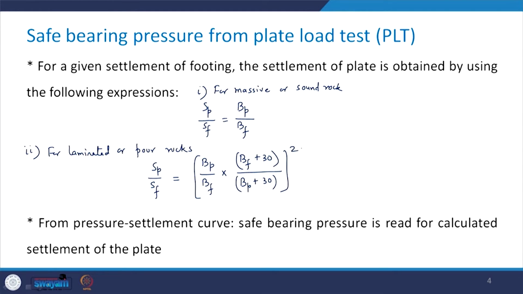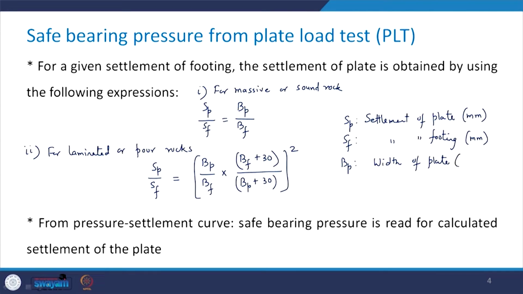So, where SP is the settlement of the plate in millimeter, SF is the settlement of the footing in millimeter, BP is the width of plate in centimeter, and BF is the width of the footing in centimeters.